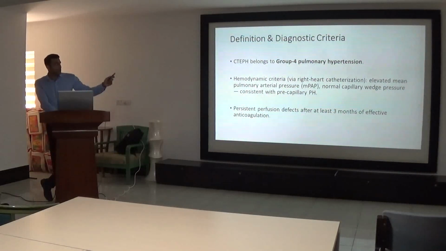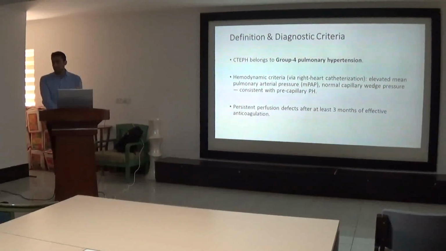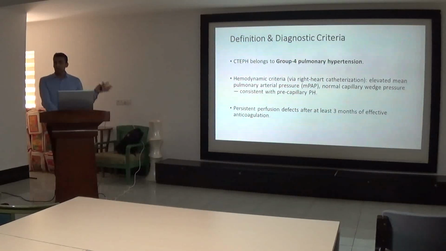The other part of the inclusion in the definition is the normal capillary wedge pressure. Capillary wedge pressure is normal. Again, this finding is found in the right heart catheterization. Capillary wedge pressure is the indirect measure of LA pressure, left atrial pressure. So usually in the group 4 classification, the LA pressure would be normal. That means that the disease is purely due to the vascular resistance that is occurring. There is no component of heart or LA or mitral valve included in this. So that is particularly for the CTEPH patients.